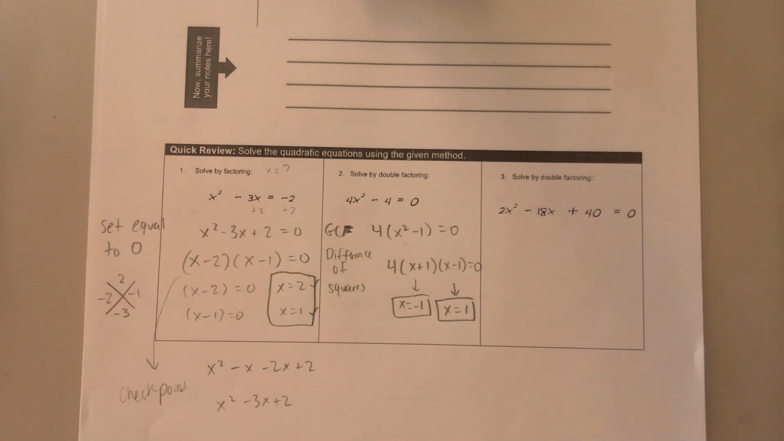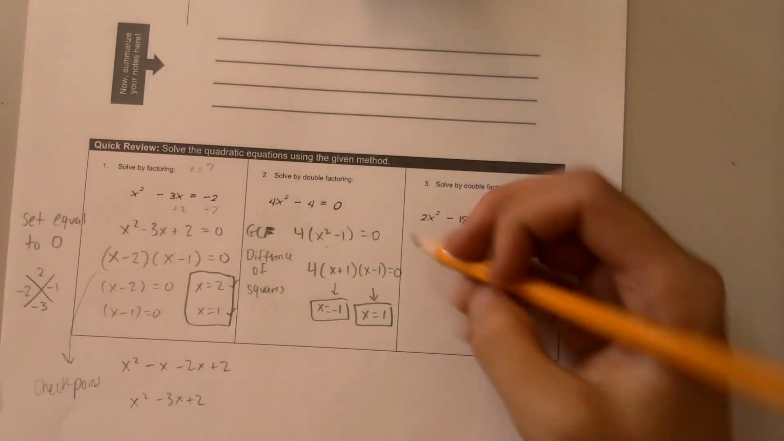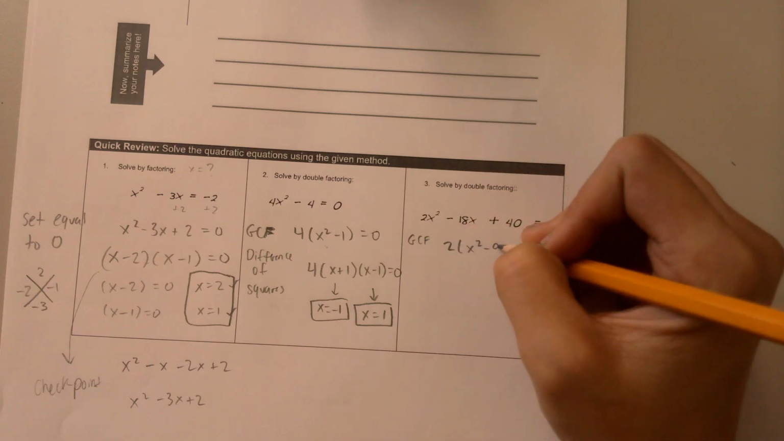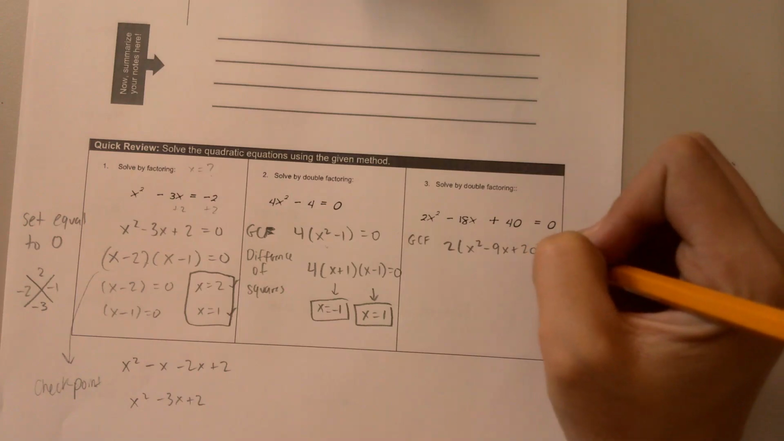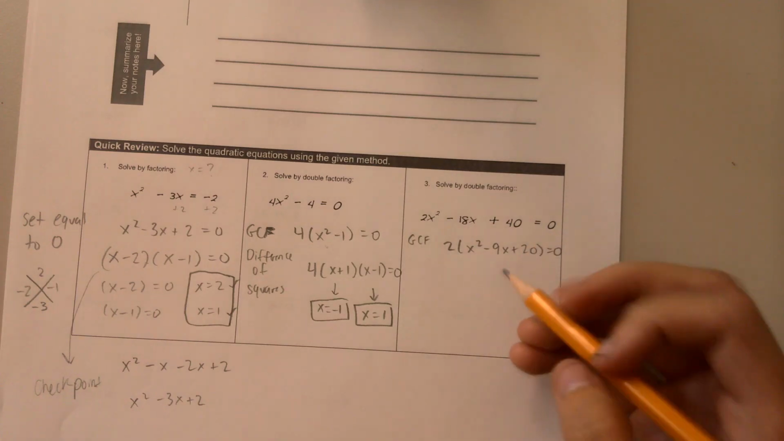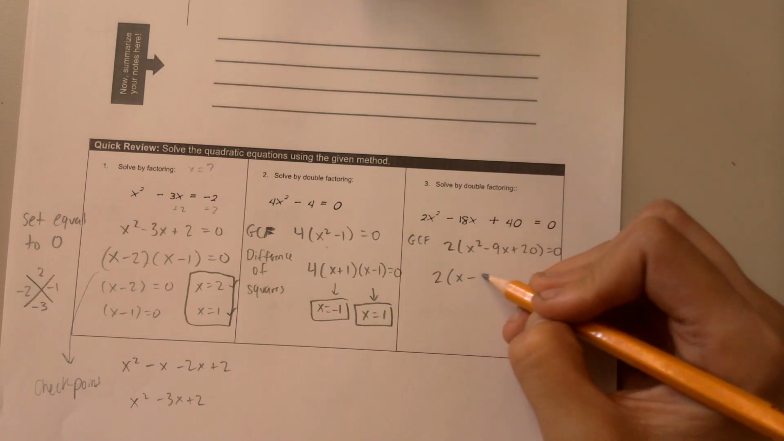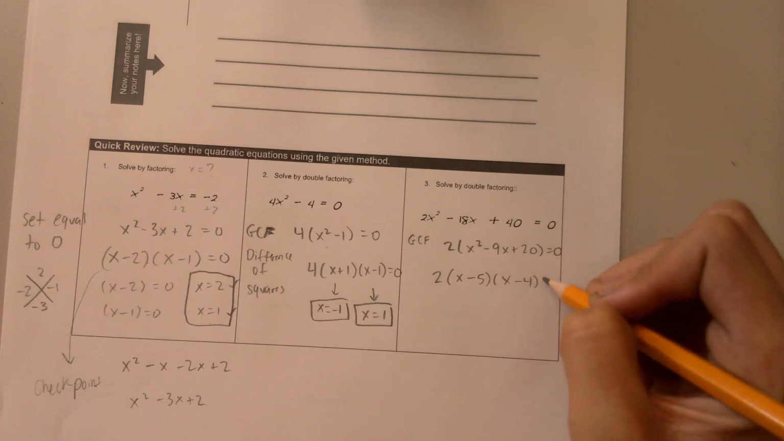Okay, and then another double factoring. We pull out our greatest common factor, 2. We get x squared minus 9x plus 20 equals 0. And then we factor this guy too. It's going to be x minus 5, x minus 4 equals 0.